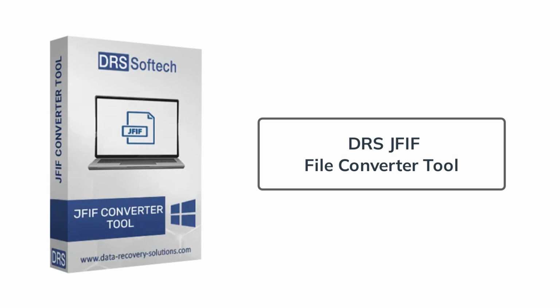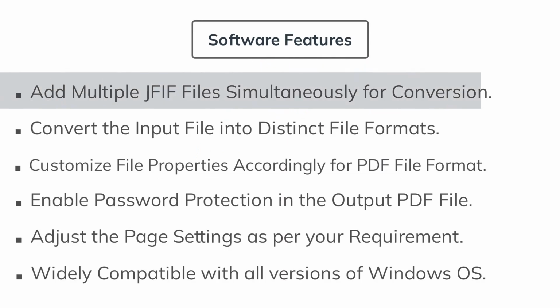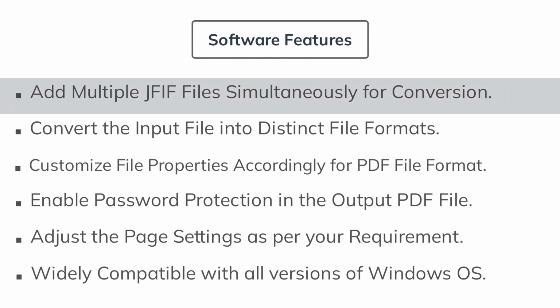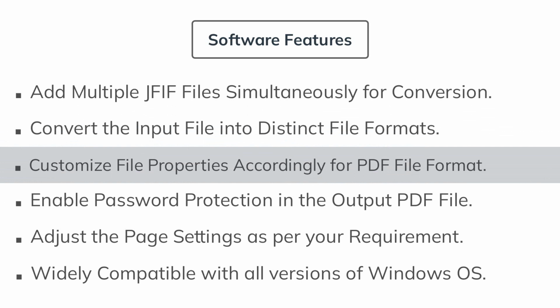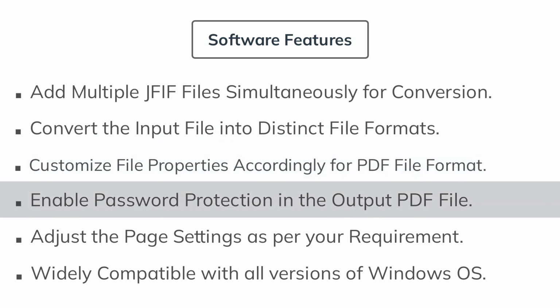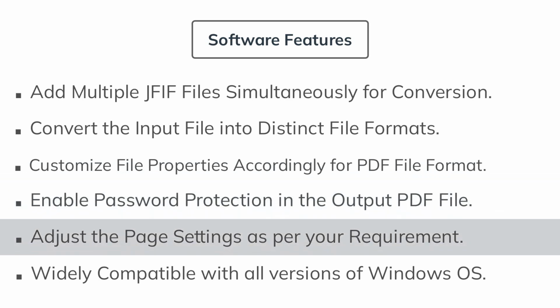JFIF file converter tool. The application is built with advanced features to customize the file conversion to your needs. You can add various JFIF files in this utility and convert them simultaneously. This tool offers various file formats to convert your JFIF file. It also allows you to change the file properties of the input file when converting it into PDF. You can also add password protection to the output PDF file. It provides the option to change page settings, layout and enable passwords to the resultant.